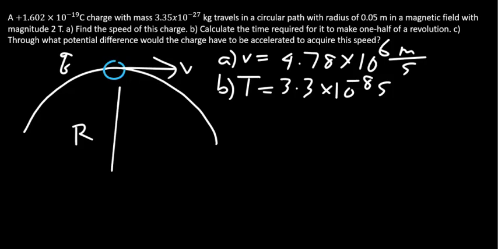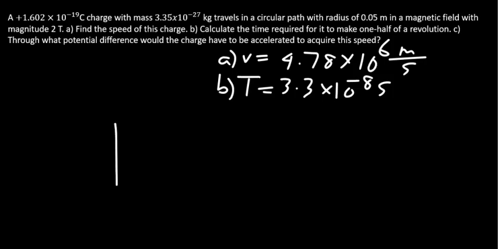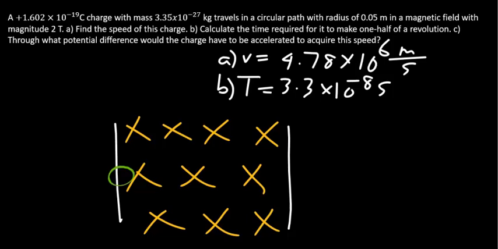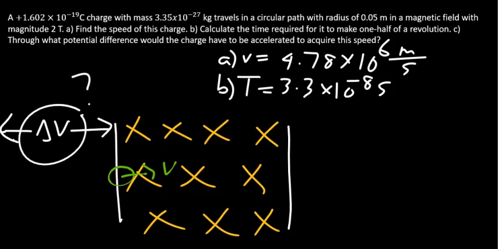And finally, part C. Through what potential difference would the charge have to be accelerated to acquire this speed? So what's happening here? This is the region where you have, say, the magnetic field. And the charge enters the region with some speed v that we have determined in part A. So in order to get to that speed, that charge needs to be accelerated by some potential difference, capital V. So what should that capital delta V be?